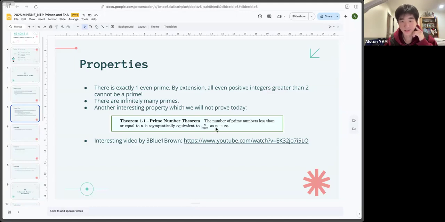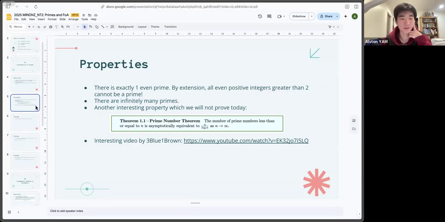This is an interesting fact about the distribution of prime numbers. We've said it doesn't really follow any specific pattern, but we can still count how many prime numbers there are less than a certain number. It is given by this bound, n over log n. That is the bound for how many prime numbers are less than n, and it gets more accurate when we take n to be really large, so as n approaches positive infinity, the bound gets more accurate. I've also added a little YouTube link here. It's a really cool video by 3Blue1Brown about primes. I watched it a while ago and it was really cool.